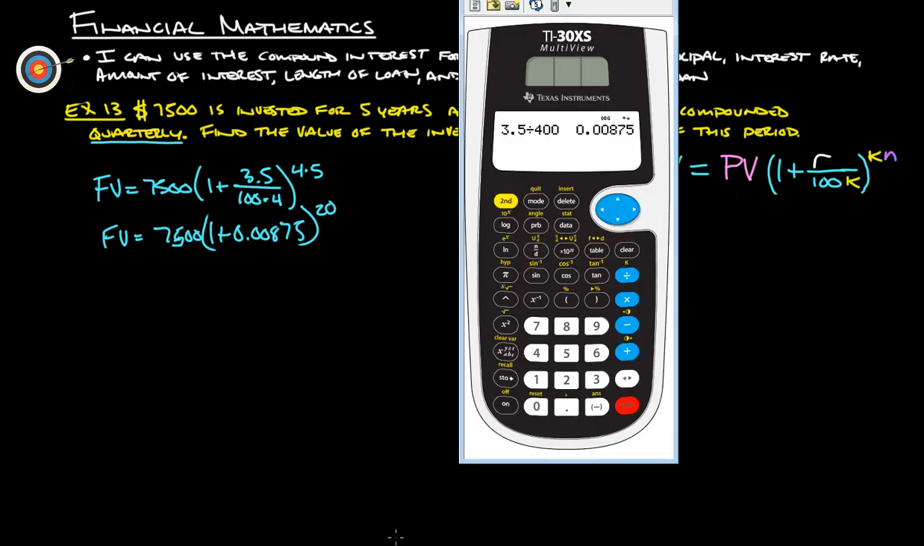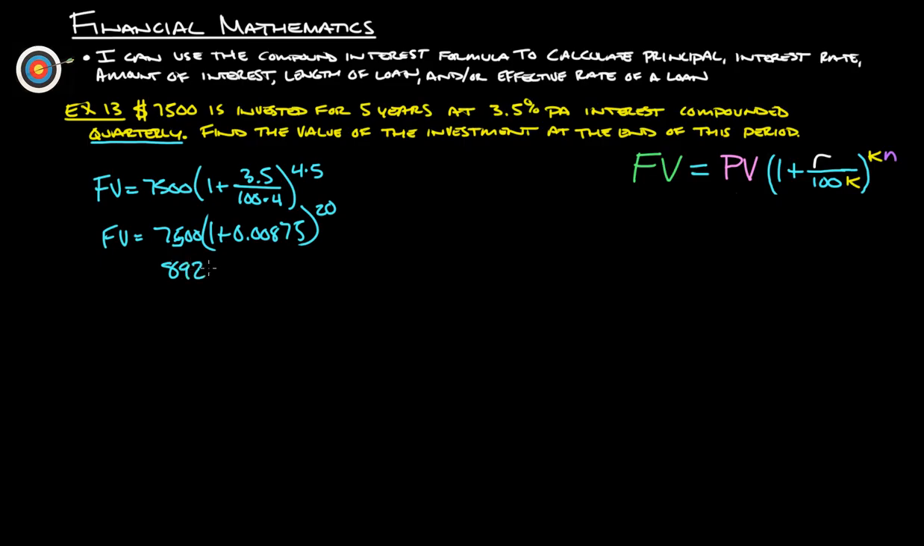So back to our calculator, we can just enter this all in. That number's not too bad. So 7,500 times 1 point, because we're just adding those together, 1.00875 all to the 20th power. And that gives us 8,927.55. So the future value is going to equal 8,927.55. Okay, find the value of the investment at the end of this period. Okay, so that's what we have.